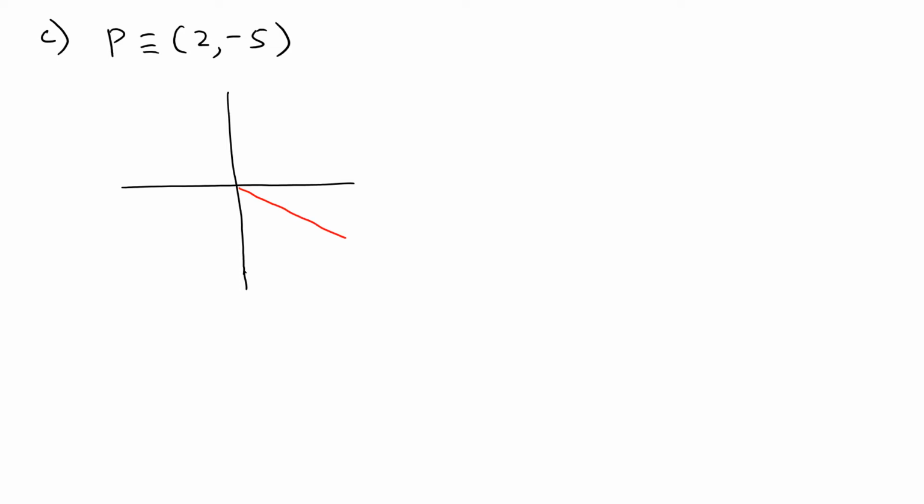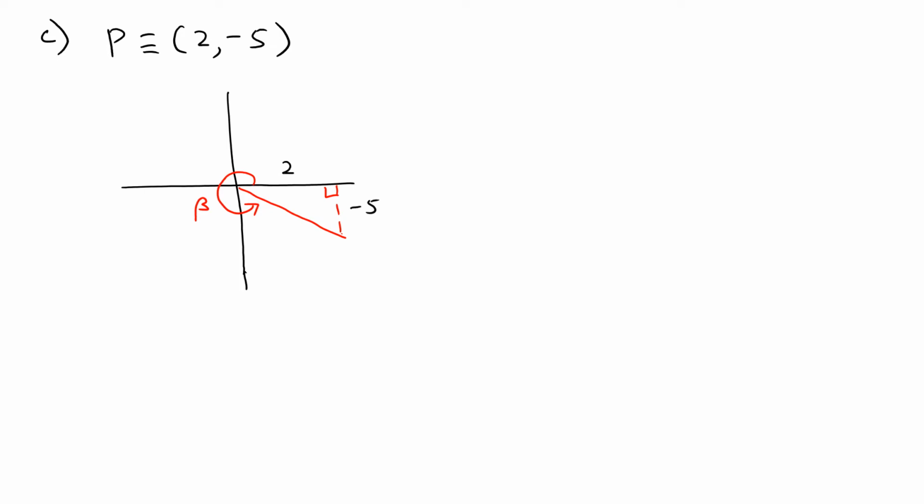In part C, we have the point at (2, -5). You can see x is positive, y is negative. That means it's in the fourth quadrant. So that's the angle. I'm going to call this beta. Again, drop the perpendicular to the x-axis. So let's put the data. The x coordinate is 2, the y coordinate is -5.